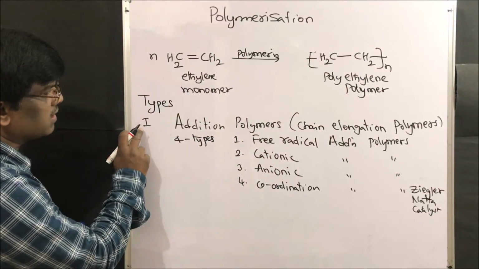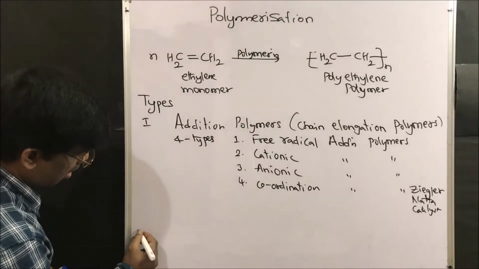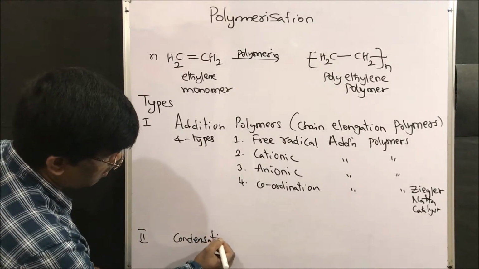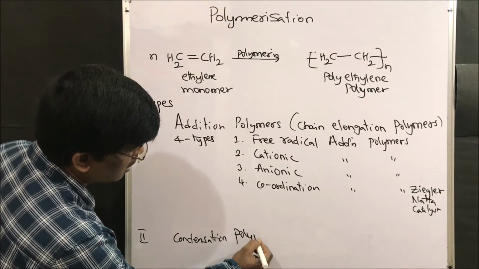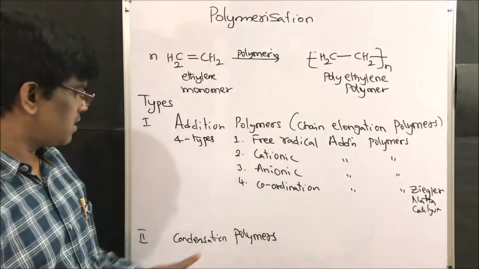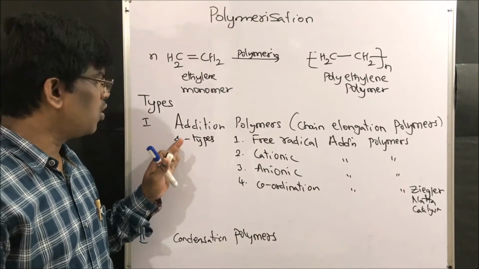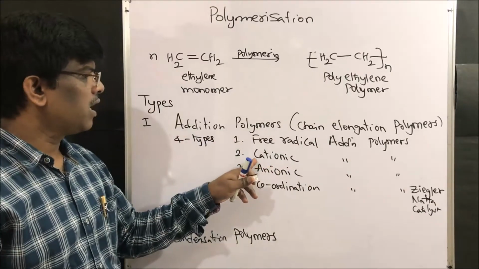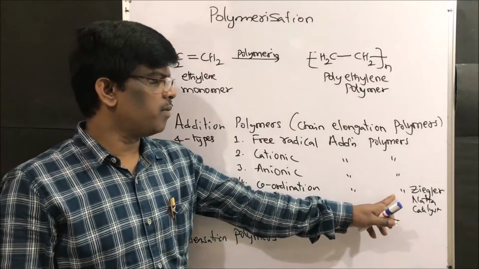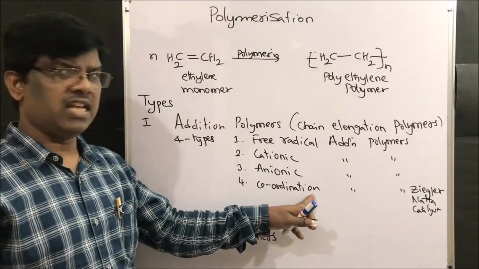Right friends? What is the second type? So this is addition polymers, and the second type is condensation polymers. Dear friends, polymers are of two types: addition polymers and condensation polymers. Right? So under addition polymers, we are going to learn four types: free radical addition polymers, cationic addition polymers, anionic addition polymers, and coordination addition polymers. That is the Ziegler-Natta catalyst, which mediates this type of polymerization reaction.